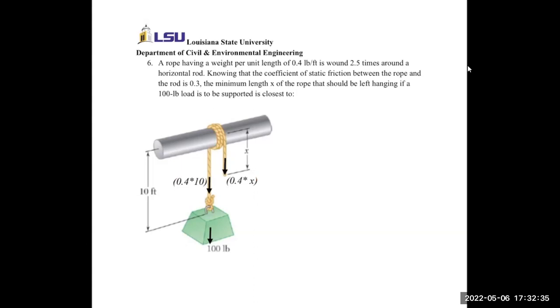So we are asked to determine the minimum length. Okay, so this is a belt friction problem. We know that the equation for that is T1 over T2 equal to e to the mu beta. We know what mu is, 0.3, but we don't know what beta is. We know that beta is in radians, right? And we know that it's 1 to 2.5 times.